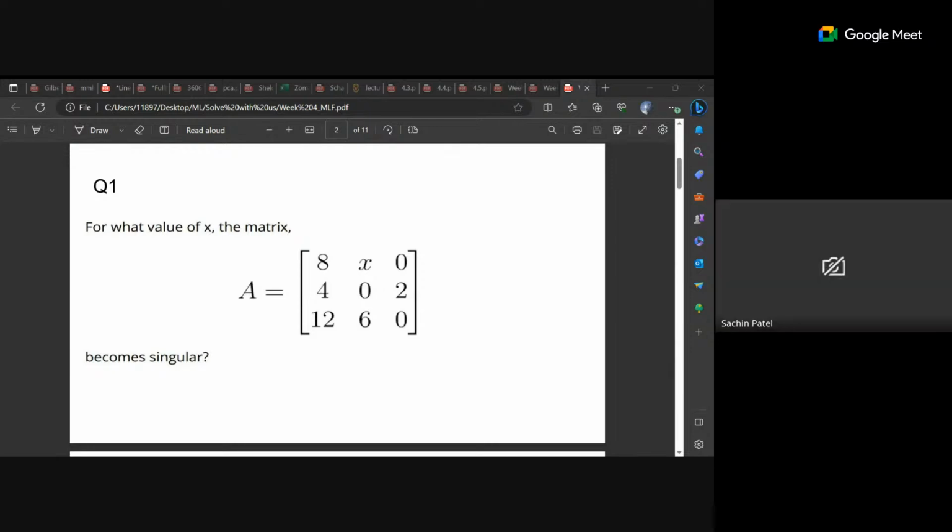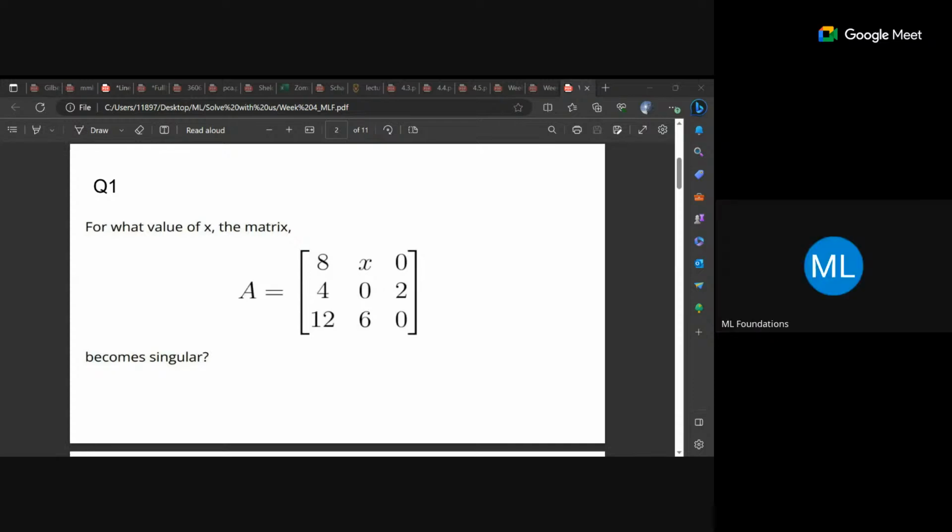x is equal to 4. Okay, x equal 4, so it will not have an inverse. Yeah, for x equal 4, you will get this matrix to be singular. So I hope that is clear to everyone.